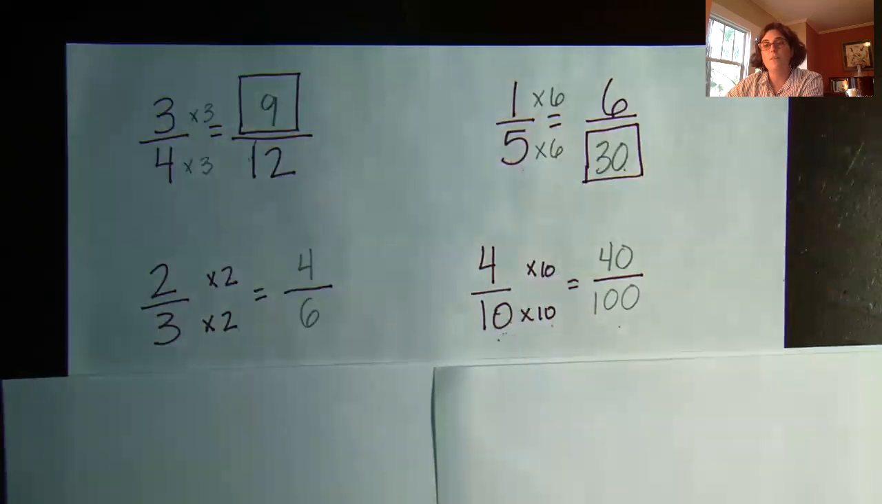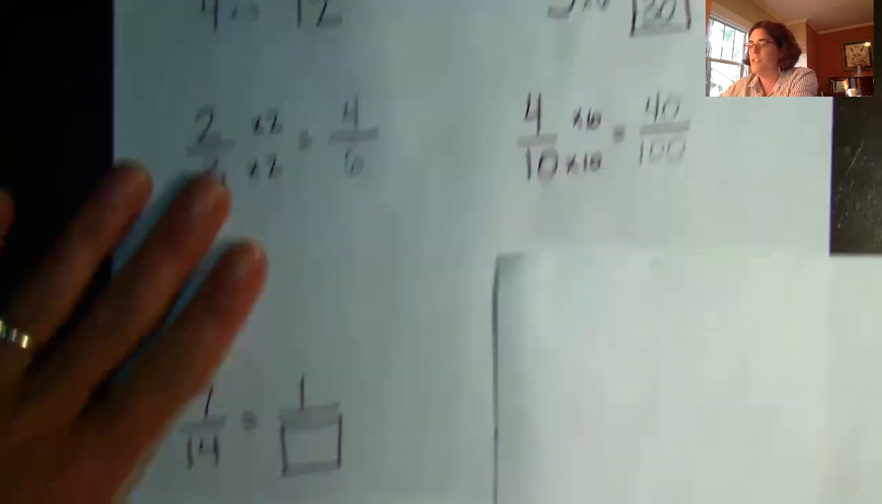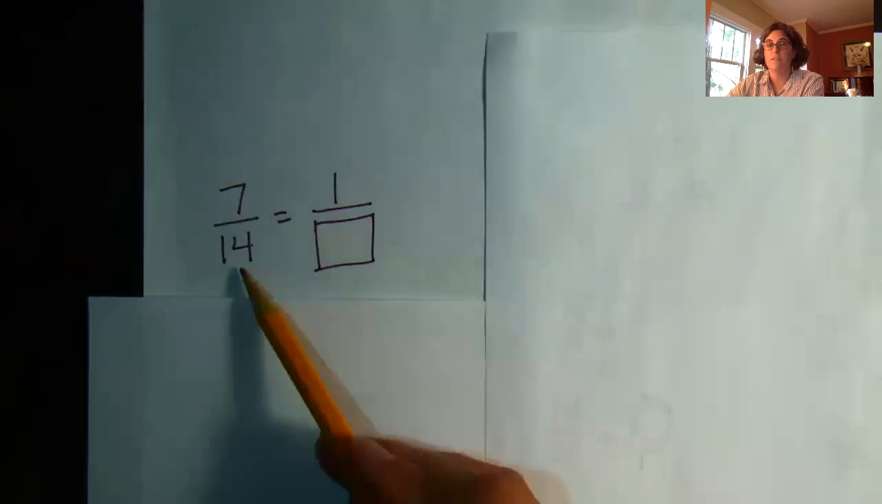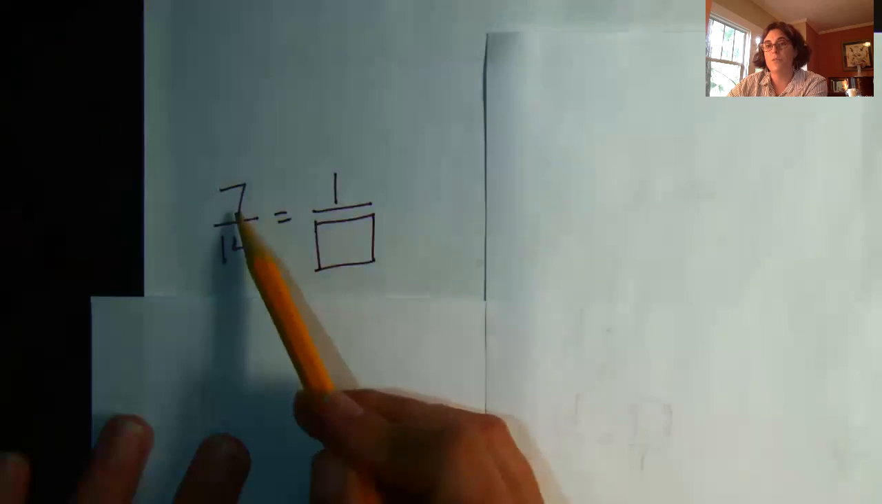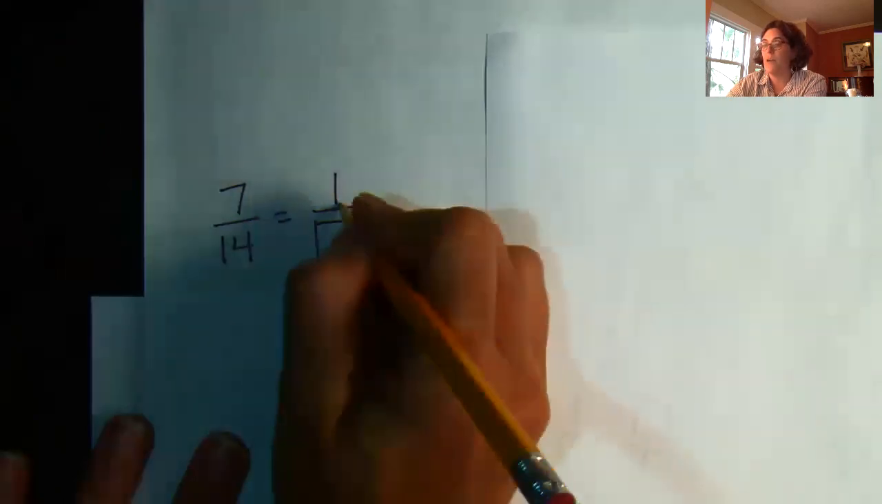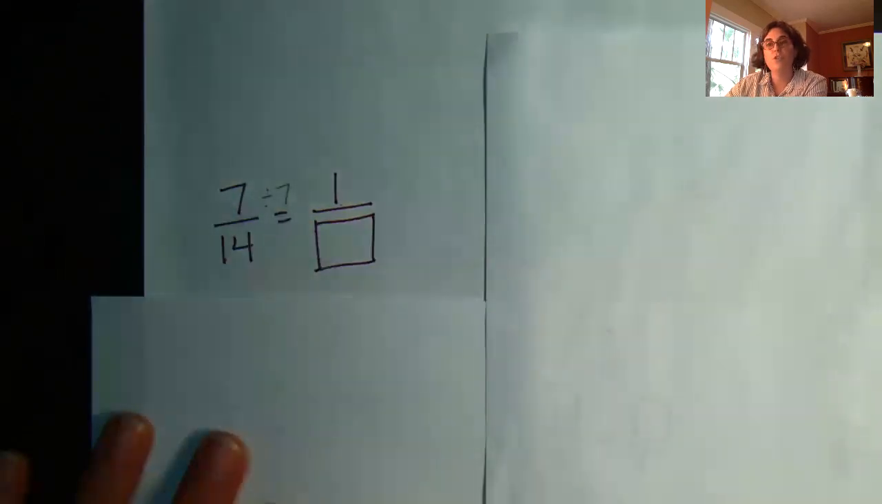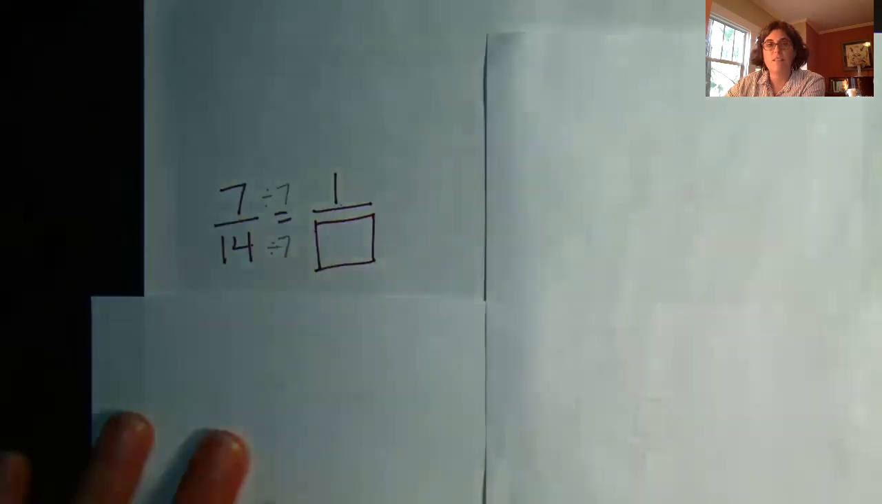There was one other way we learned to make equivalent fractions, and that is by division. So let's go ahead and take a look at these division problems to create equivalent fractions. So I have 7/14 equals 1 over what number? Now I can't multiply 7 by a number to get to 1, but I can divide by a number to get to 1. 7 divided by what number gives us 1? Right, 7 divided by 7. So what am I going to do to the denominator to create an equal fraction? I'm going to divide by the same number. 14 divided by 7 gives me 2. Very good. That one was super easy.